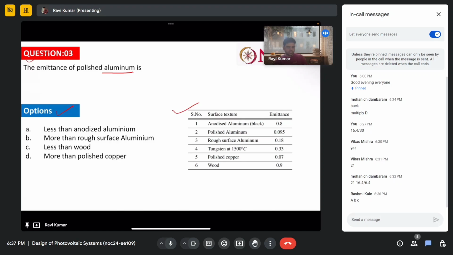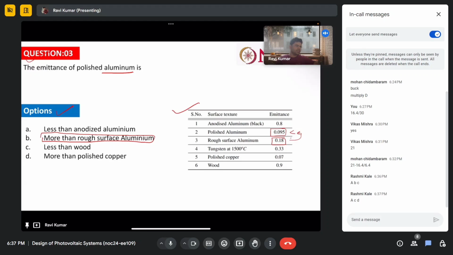The B option says more than rough surface aluminum. Rough surface aluminum is 0.18 and polished aluminum is 0.09. So which one is more? It is less than. The polished aluminum is less than this rough surface, and this option is saying more than. So I think option B is not right. What do you think?